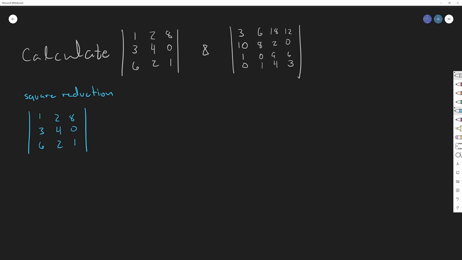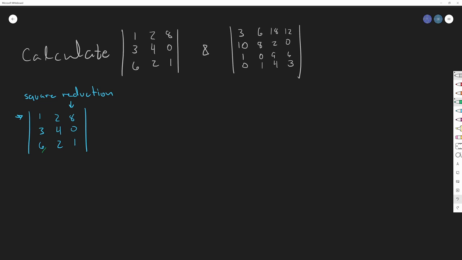There are many ways to do it. The most common way is literally doing it with the first row. But as you do more of these, you will see situations where instead of doing it from the first row, we can do it from, in this case, the third column, because there's a 0. You're going to see what I mean by that. The way we do square reduction is we pick a row or column. It can also be a diagonal.